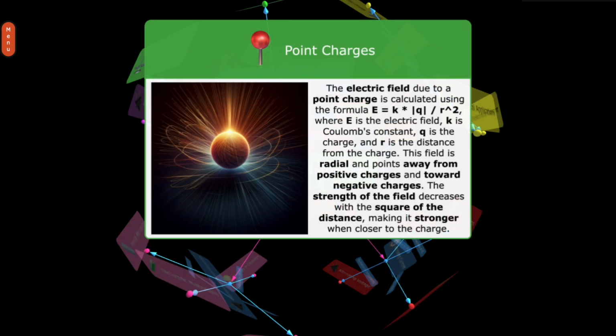The electric field due to a point charge is calculated using the formula E = K * Q / R², where E is the electric field, K is Coulomb's constant, Q is the charge, and R is the distance from the charge. This field is radial and points away from positive charges and toward negative charges. The strength of the field decreases with the square of the distance, making it stronger when closer to the charge.